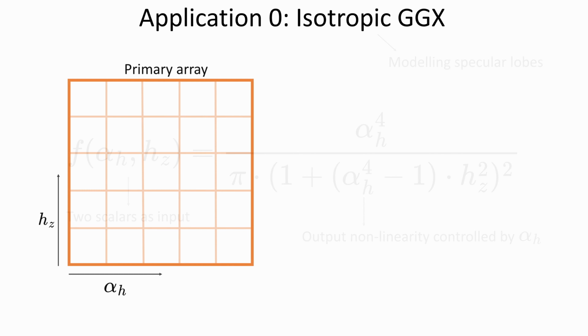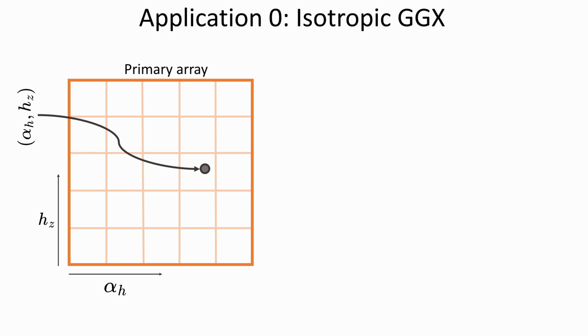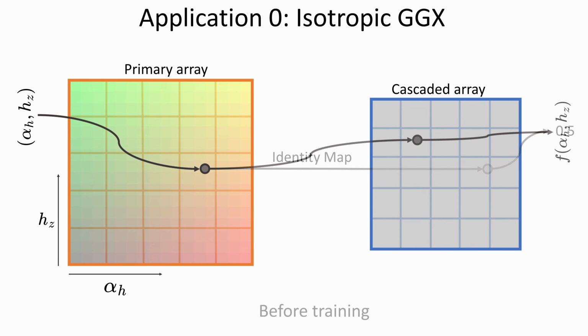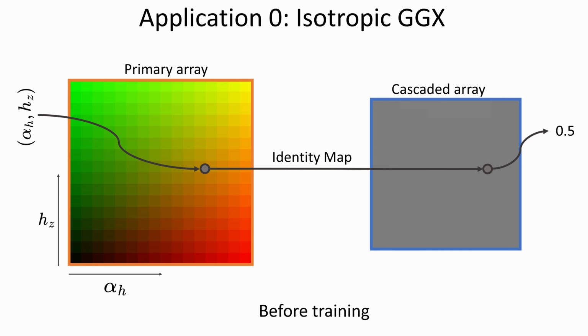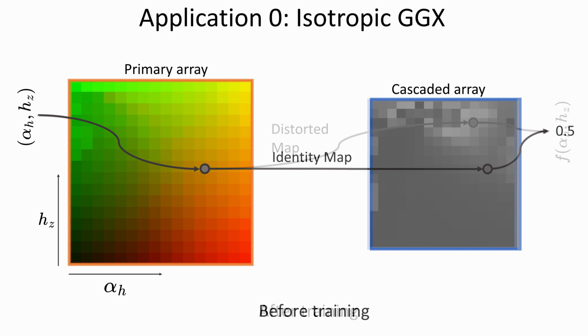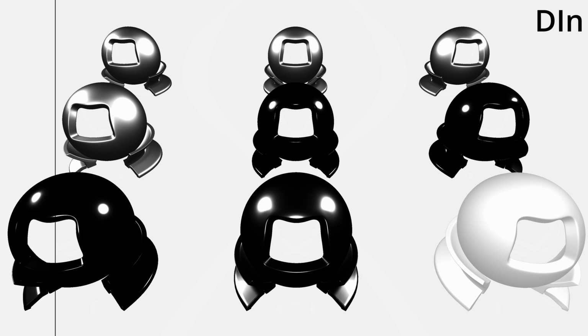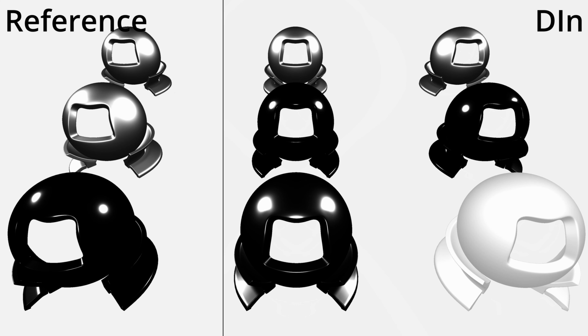Here we use differentiable indirection to approximate the function. The two inputs to the function are used as the coordinates to sample the primary array, a 2D array with two channels. The primary array then returns the 2D coordinates to sample the cascaded array, which contains the final output. In this slide, we visualize the learned representation of isotropic GGX as stored in the primary and the cascaded array. Here, we compare the analytic and approximate output on a scene rendered with a variety of sharp and diffuse specular lobes.